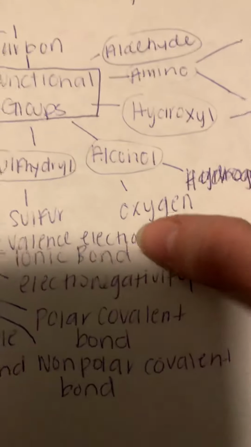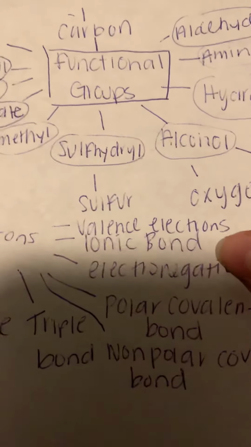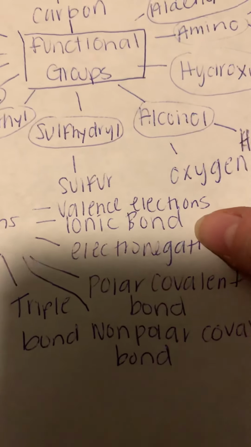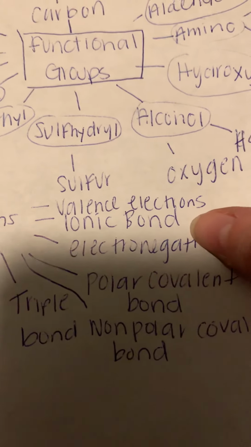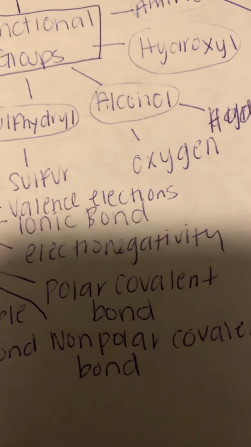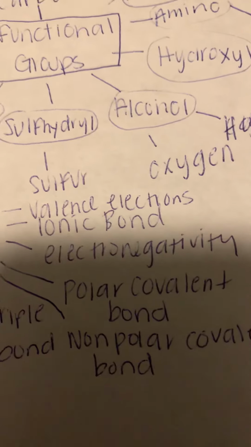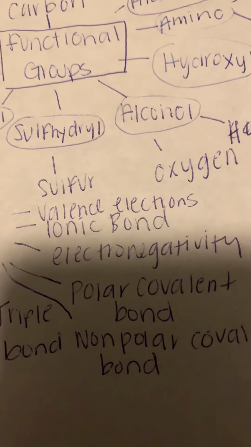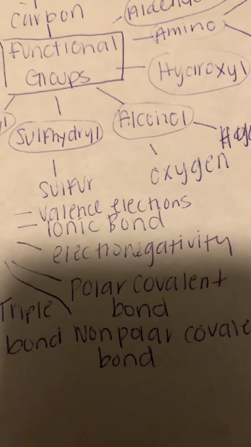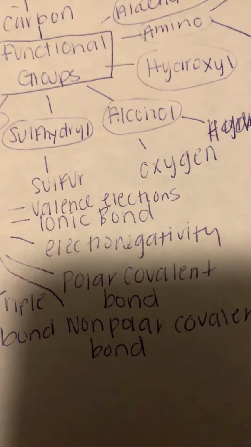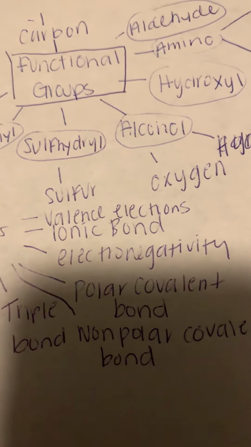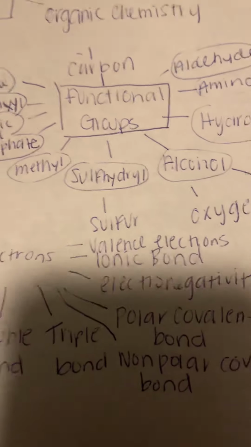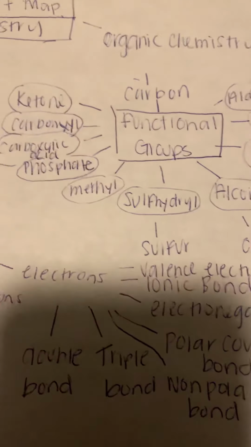And then we have ionic bond, and an ionic bond is a shared pair of electrons between atoms, and one is typically donated. It's typically between a metal and a non-metal, but there are a few exceptions. So one atom takes an electron and the other loses it.